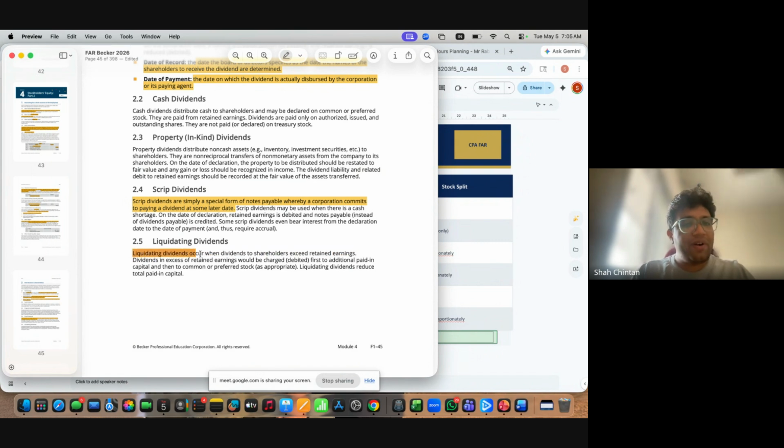So liquidating dividend occurs when dividend paid to the shareholder exceeds the retained earnings. Dividend in excess of retained earnings will be charged to first EPIC, and अगर EPIC भी sufficient नहीं हो रहा है then you are going to debit your common stock. Liquidating dividends reduce the total paid up capital. Now this concept is generally asked in MCQ कि what is the meaning of liquidating dividend? Your answer should be it's a return of capital.